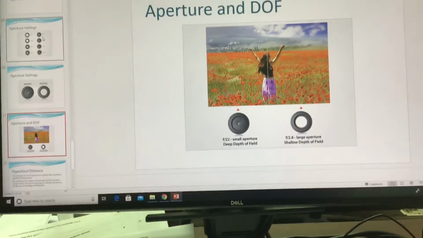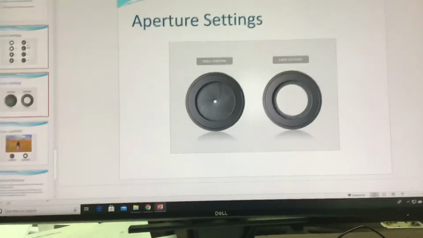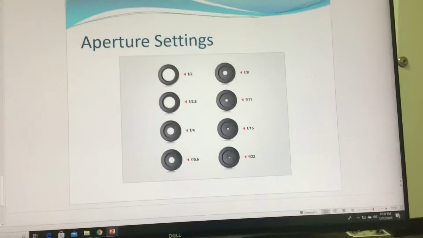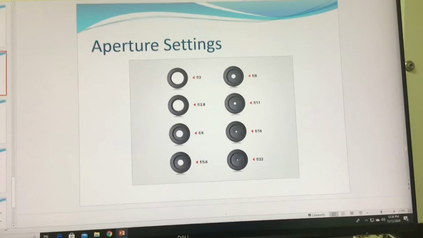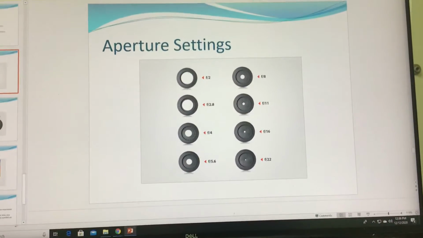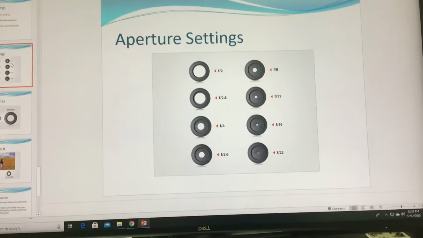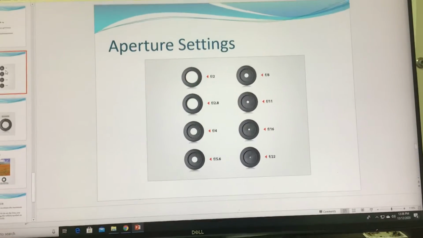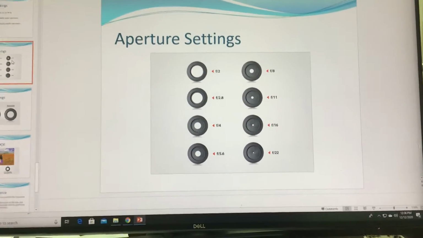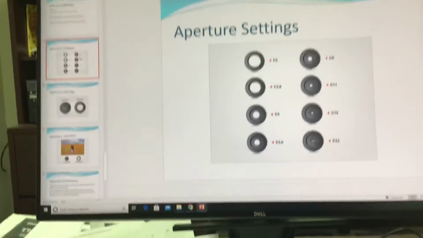Know a few aperture settings and whether they're wide or small. So this kind of helps you. It shows you the different aperture settings. And just remember, the lower numbers, the 2.8s, are actually larger apertures. And the higher numbers, f16, f22, are actually smaller apertures. So just keep in mind that it's backwards.